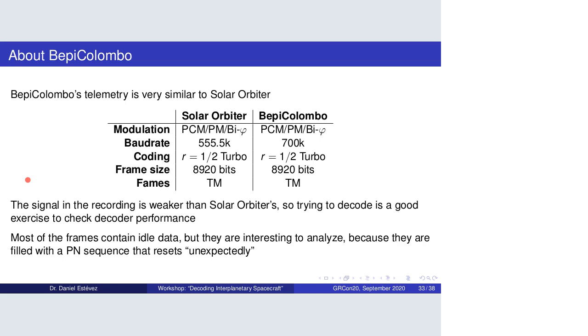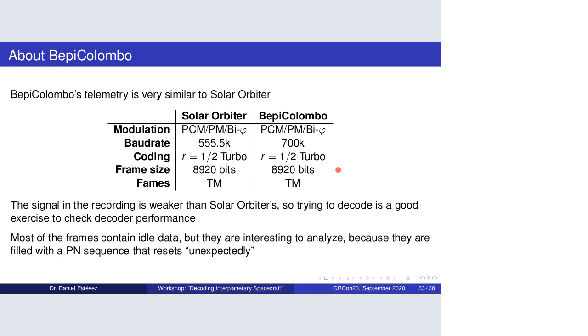The interesting thing about the Bepi Colombo recording is that since the spacecraft was farther away from Earth, the recording is much weaker than Solar Orbiter's. So it's a very good exercise to grab your Solar Orbiter decoding and load the Bepi Colombo recording into it. Of course, change the baud rate and the subcarrier rate for the Manchester parameters to match Bepi Colombo. And then see if it still works, see if it decodes correctly.